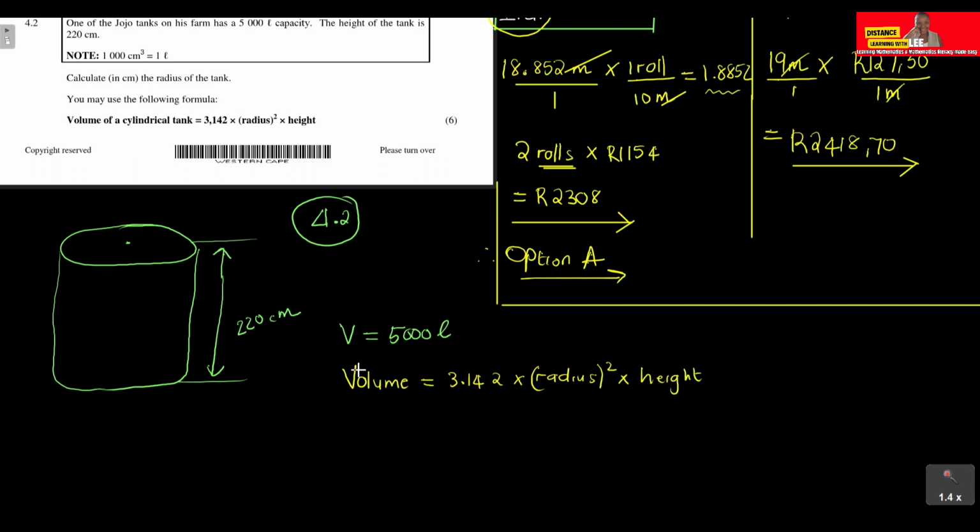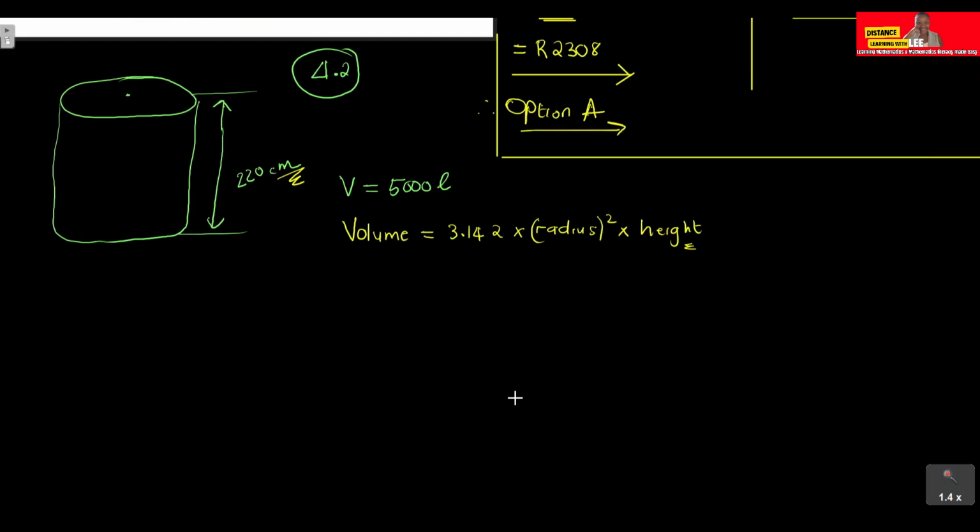Okay, we're given the volume in liters. So the first thing that we need to do is convert this volume into centimeters cubed, right? Because we're given the height in centimeters, we're going to be substituting the centimeters into the formula. We also need centimeters in the formula for us to be able to determine the radius in centimeters. Okay, so that is basically what's happening here. Let's convert the 5,000 liters to centimeters cubed.